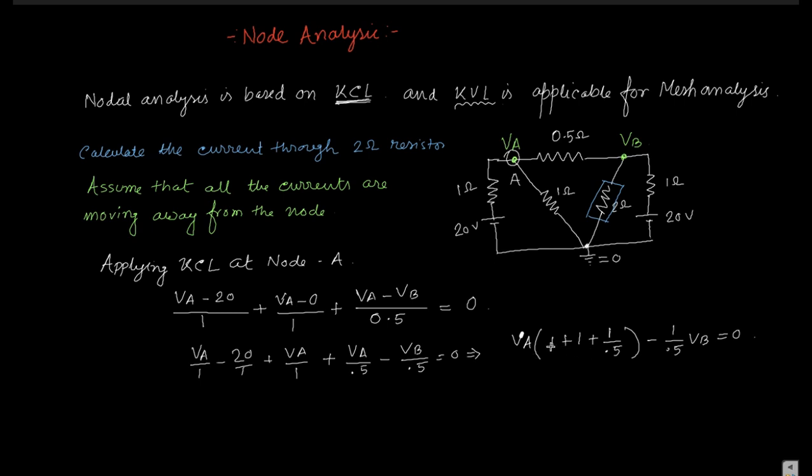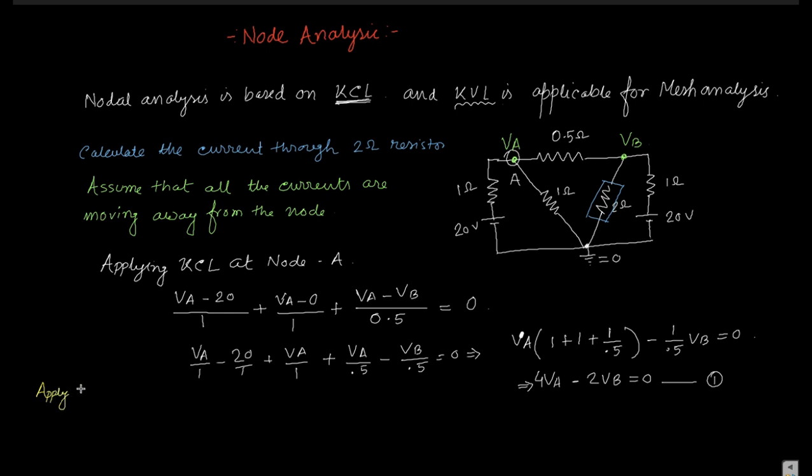So it has become 1 plus 1 is 2, plus 2 is 4. So it becomes 4VA minus 2VB is equal to 0. You can consider it as equation number 1, then solve the equation 2. What will be the equation 2? Apply KCL at node B.